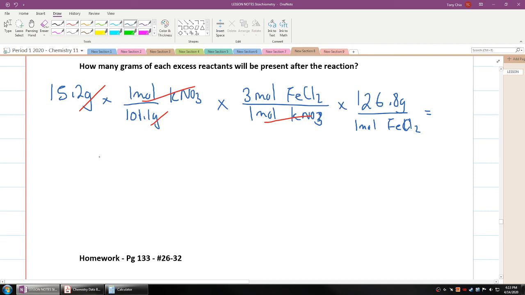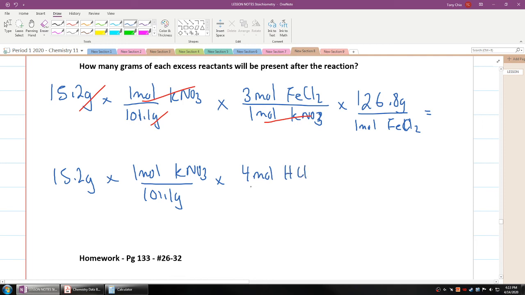Your next one is to take the same thing, 15.2 grams, times 1 mole of KNO3, but this time you convert it to HCl. So you convert this to the moles of HCl, which in this case is 4 moles of HCl over again 1 mole of KNO3, times this time what's the molar mass of HCl? It's 36.5 grams over 1 mole of HCl. So you're going to now solve for how much HCl is used up in this reaction. Okay, so let's plug these into our calculator now.